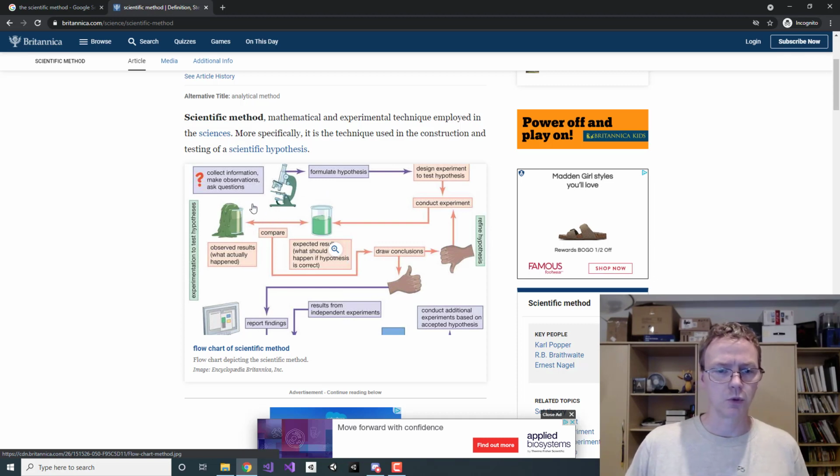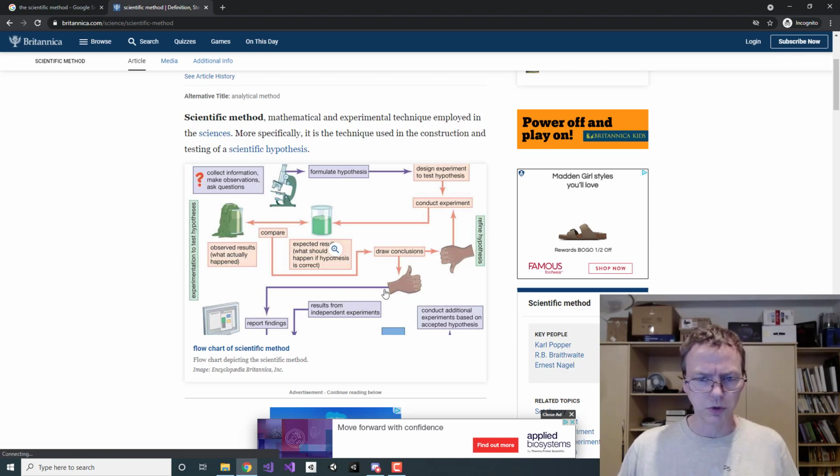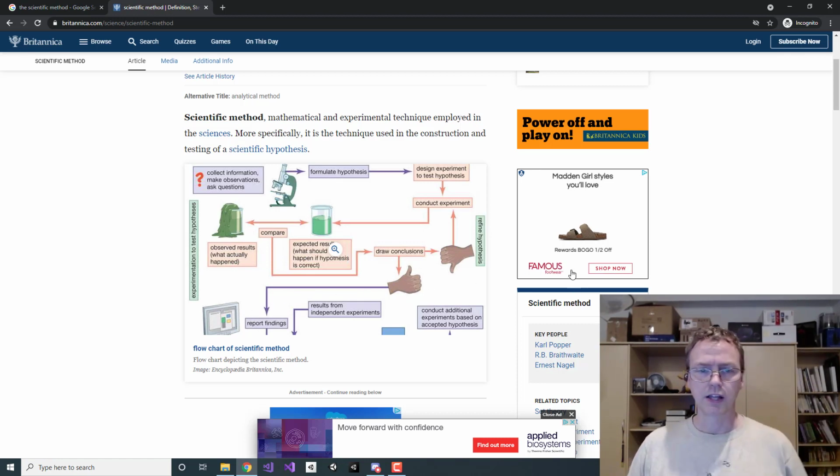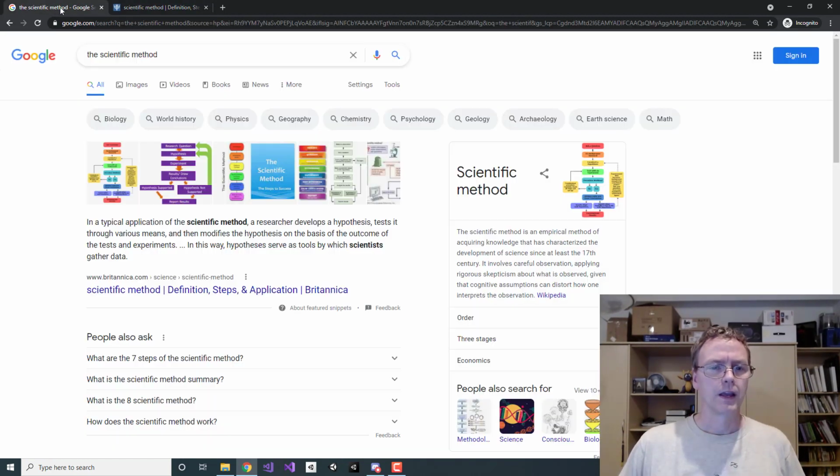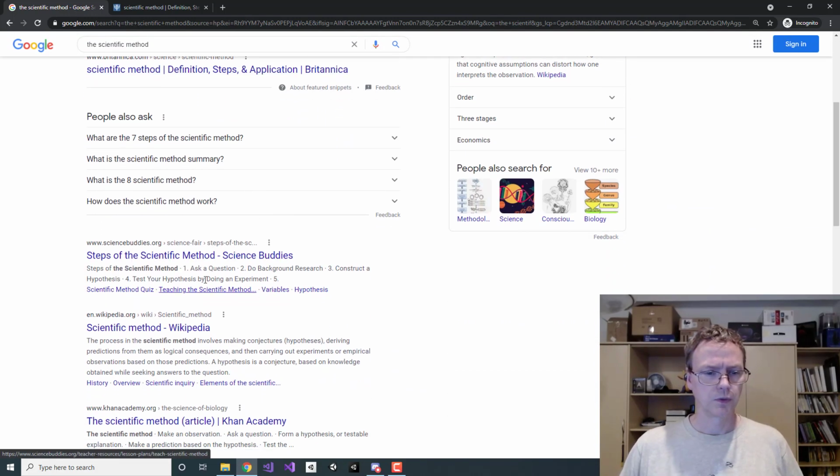It's a diagram. We start with collect information, make observations, ask questions. We formulate a hypothesis, design experiment to test hypothesis, conduct an experiment, draw some conclusions. What are we going over here? Observing some results, and we're comparing some things. We're drawing some conclusions. Wow, that's kind of a mess. Okay, let's see what the next one is.